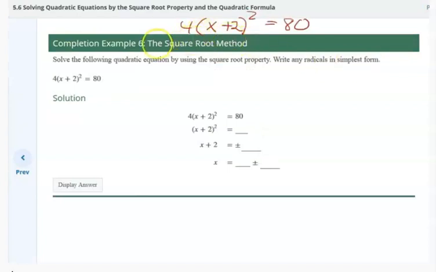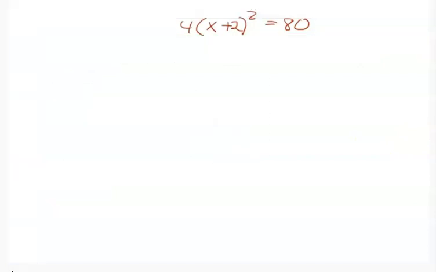Now, for example 6, we'll write it out, even though they're just asking for fill-ins here. So starting off, we want to isolate the squared part. So we're going to divide both sides by 4. And then we just get x plus 2, the quantity squared, equals 20.